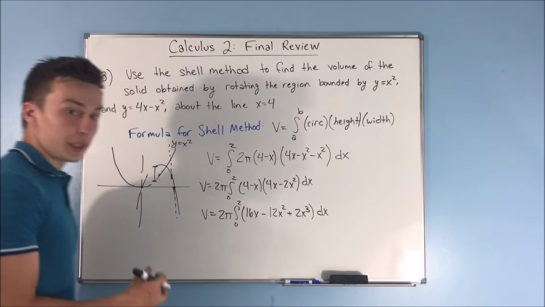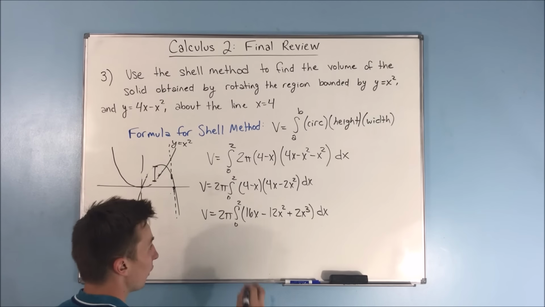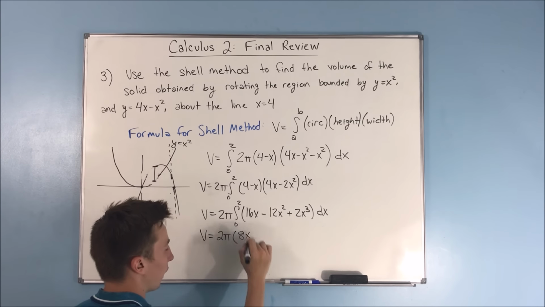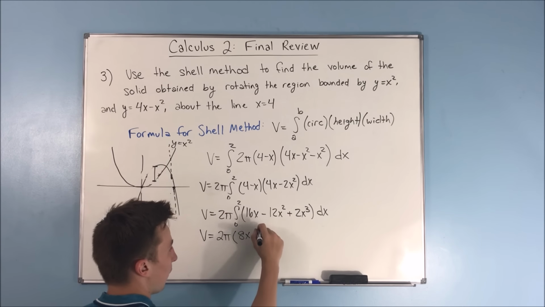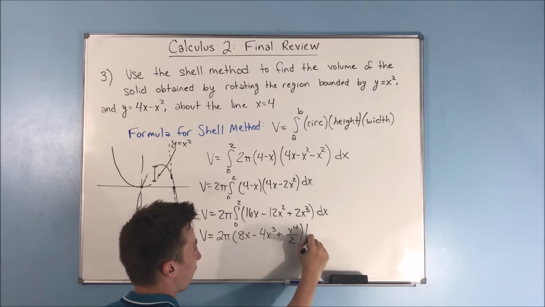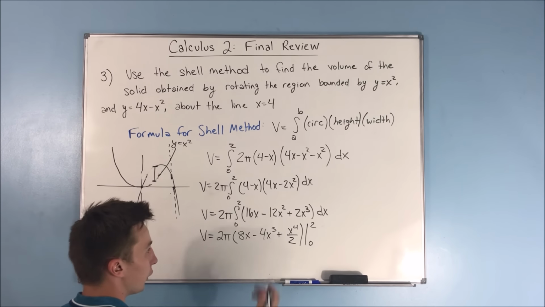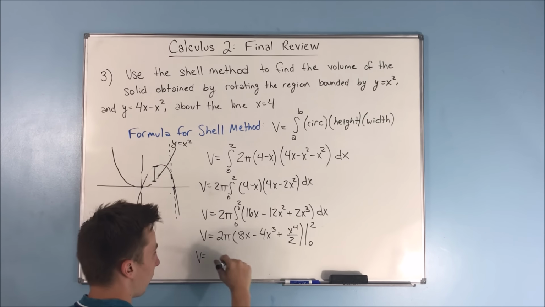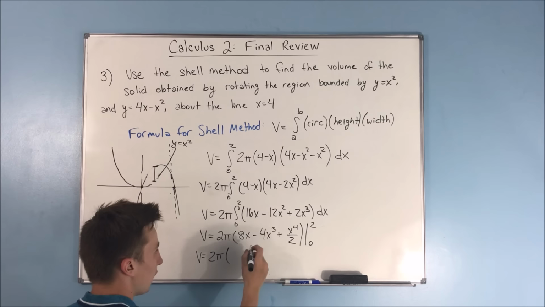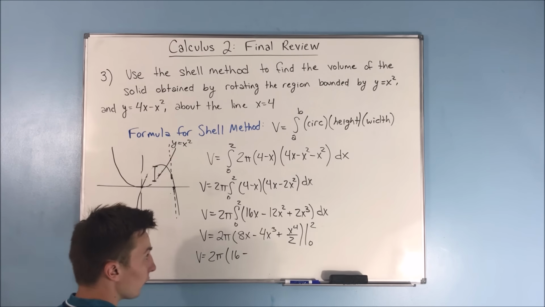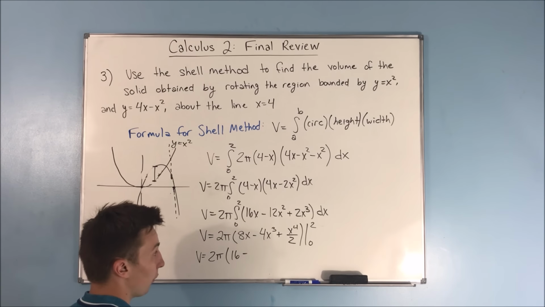Okay, so now we can just integrate. And when we integrate here, we get that the volume is equal to 2 pi times, just doing this really quick here for time's sake, 8x squared minus 4x cubed plus x to the 4th over 2, and that will be evaluated from 0 to 2. So doing our evaluation step here, we get that 0 will kill everything off, so let's just worry about 2. We get 2 pi times 8 times 2 is 16, 4 times 2 cubed. 2 cubed is 8, okay, times 4 is 32.